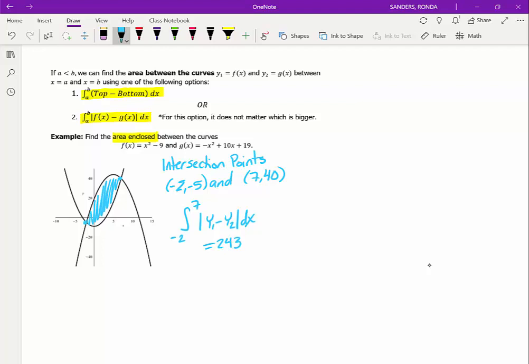Remember, if you have the new operating system, you are only trying to type in exactly what you see right here. You should also get 243.